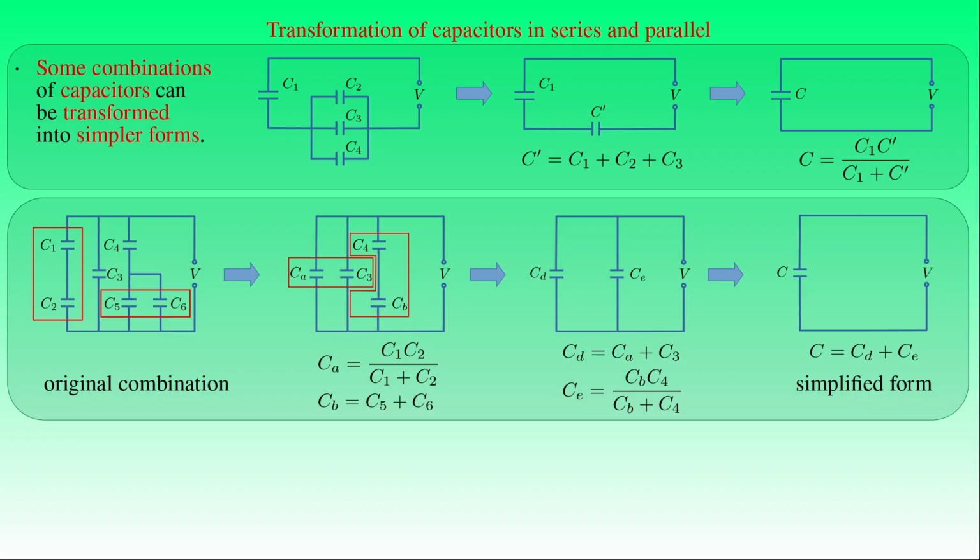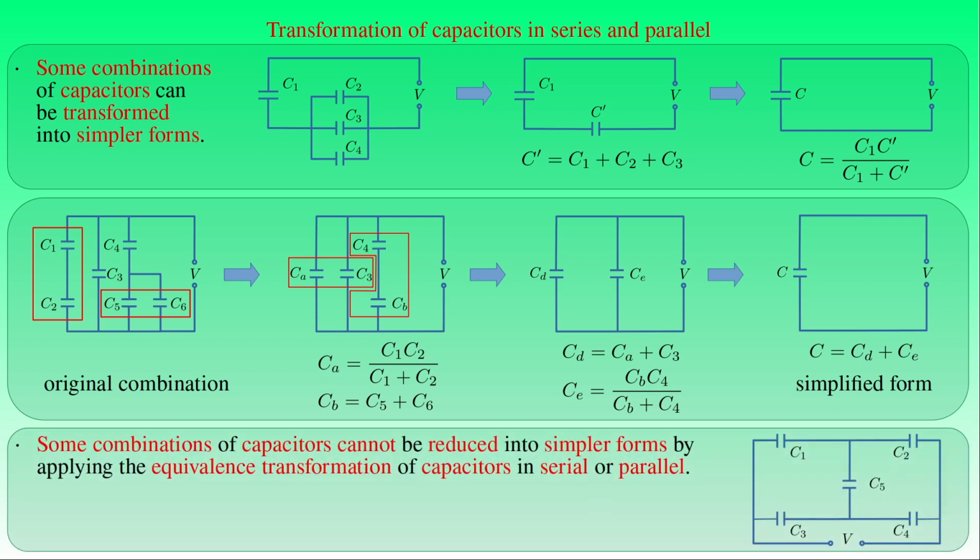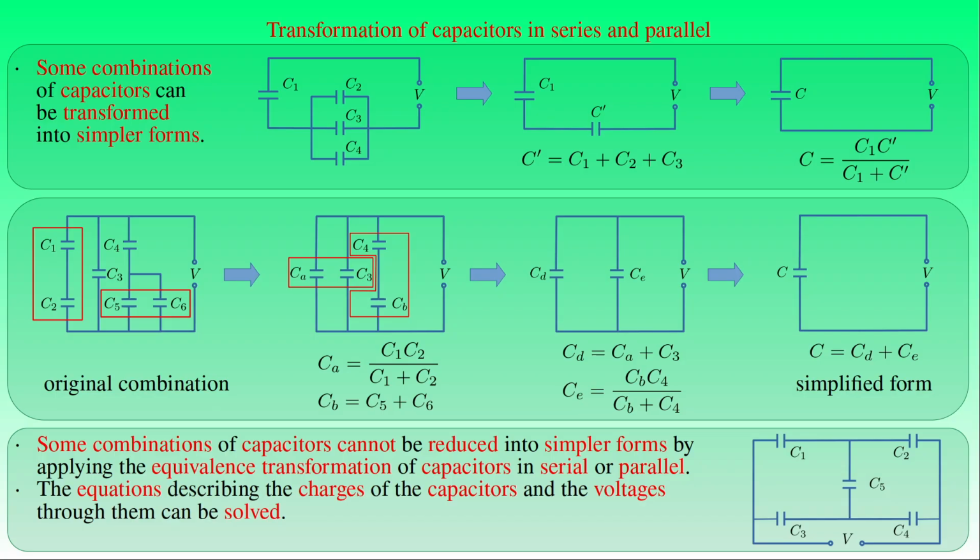when examining how much charge can be stored in the system for a given voltage V applied on its terminals. The equivalent capacitance C of the whole system is a unique expression of the individual capacitances depending on the topology of their combination, that is, the way how they are connected to each other. However, some combinations of capacitors, for example the one seen in the figure, cannot be reduced to the problem of capacitors connected in series or parallel. Although the equations describing the charges of the capacitors and the voltages through them can be solved for such a combination, it is simpler to apply the so-called star-delta transformation for it, which we will discuss later.